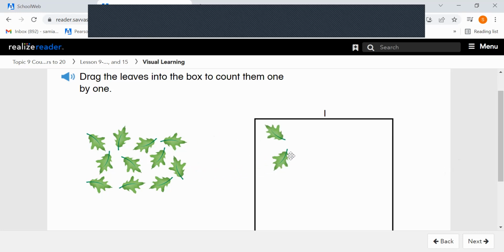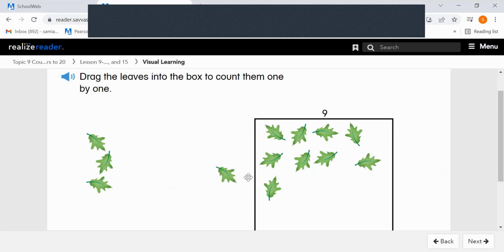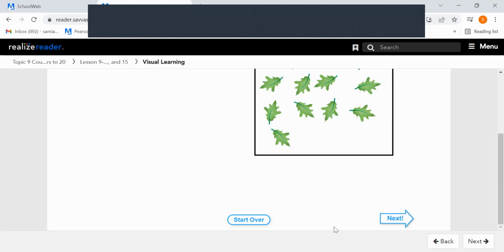1, 2, 3, 4, 5, 6, 7, 8, 9, 10, 11, 12, and 13. So we have 13 leaves in all.